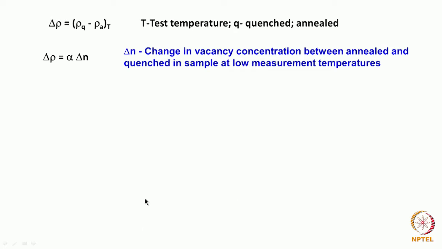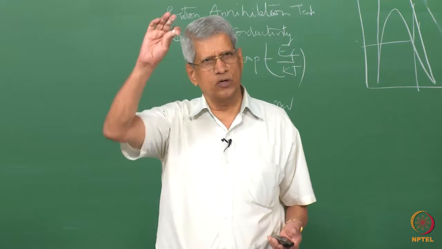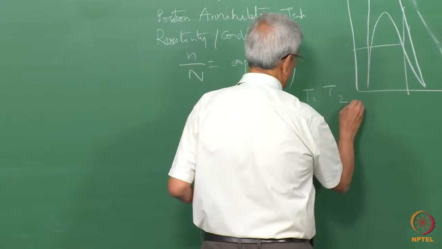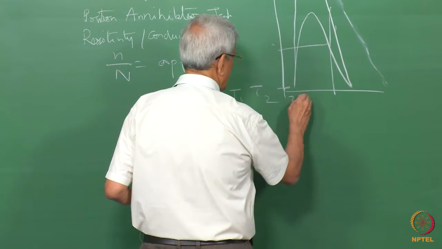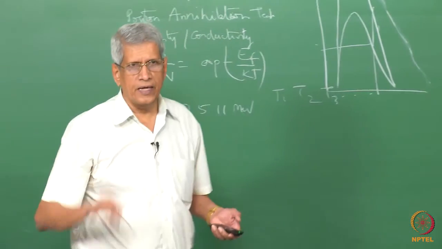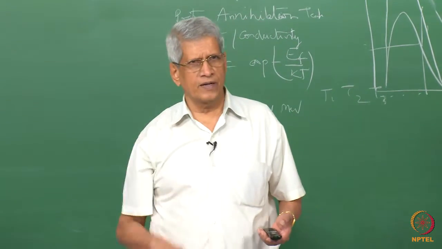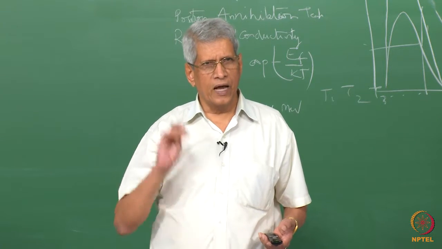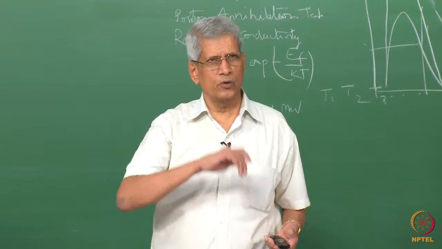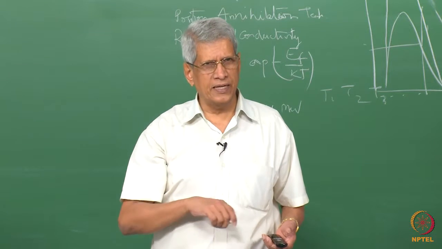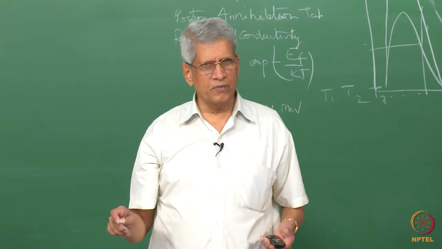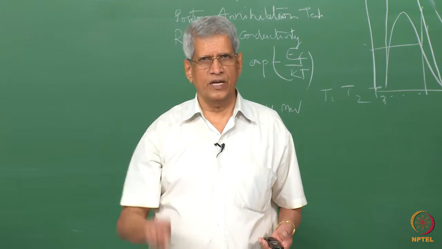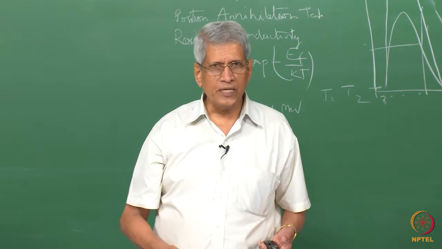We carry out this experiment by taking the sample to different temperatures like T1, T2, T3. At each temperature, we allow the vacancy concentration to equilibrate, quench it to a very low temperature, and measure the resistivity. We know the resistivity measured in the well annealed sample. That way, from the resistivity change, we can get the vacancy concentration at different temperatures.